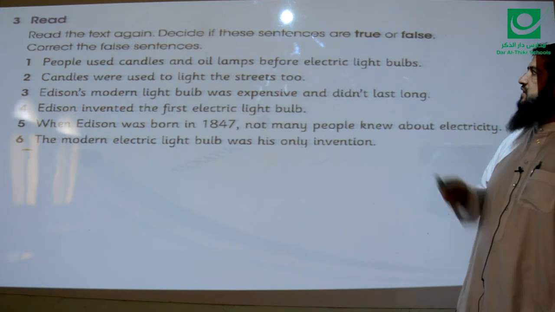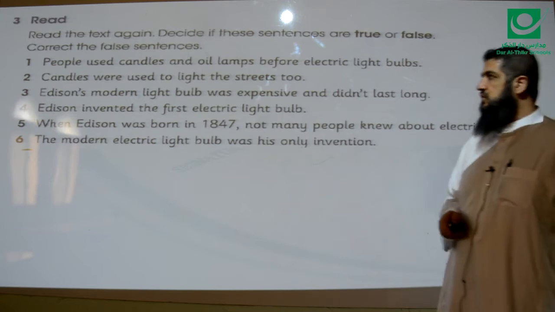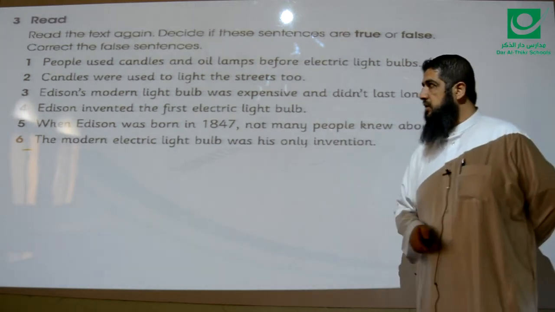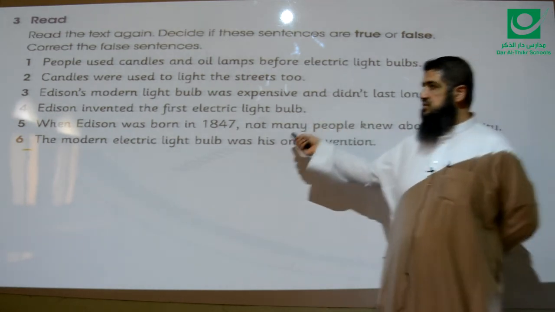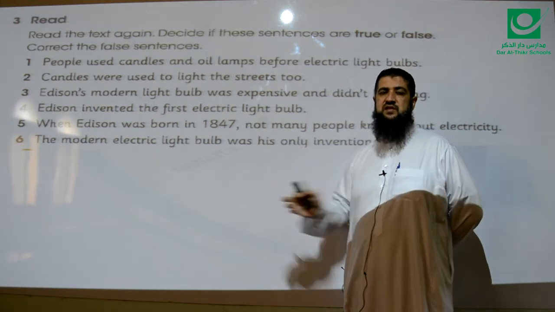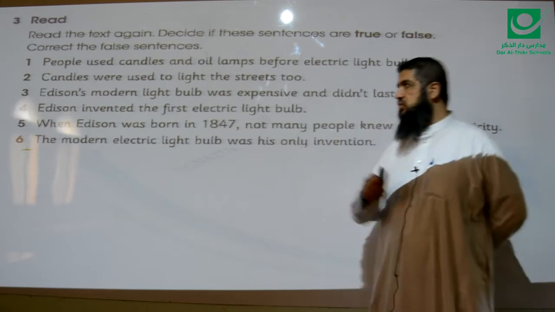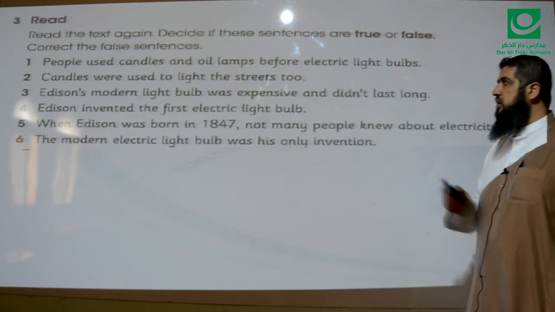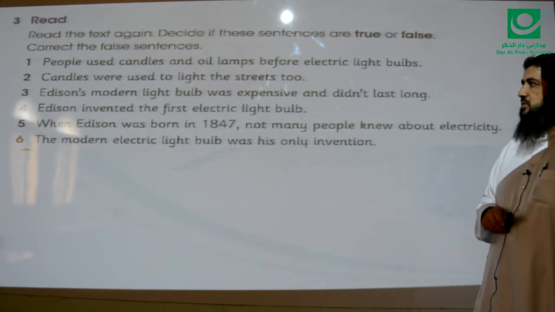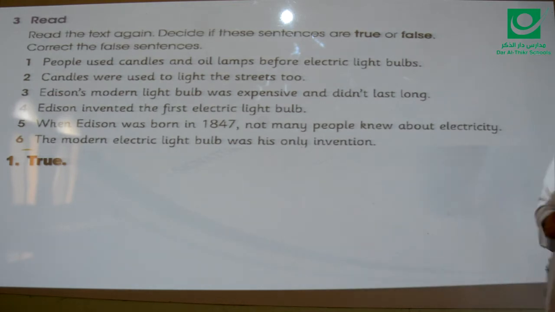Okay, now after you finish reading, this is the second part. Read the text again and decide if these sentences are true or false and correct the false sentences. In number 1, of course, students, please, you can't start doing these exercises unless you read the text in detail, and you need to pay attention. Number 1, people used candles and oil lamps before electric light bulbs. True.